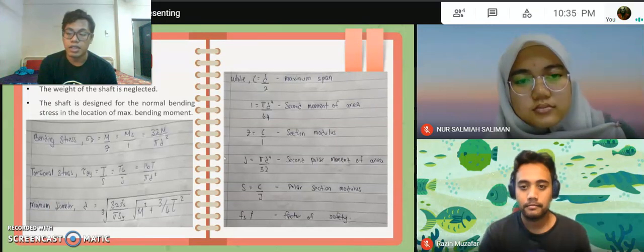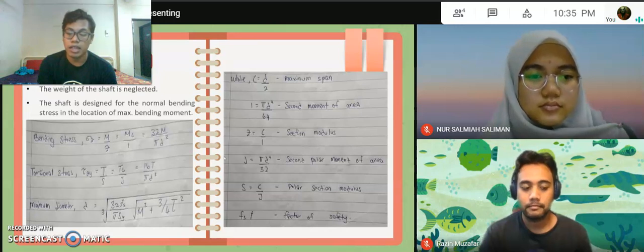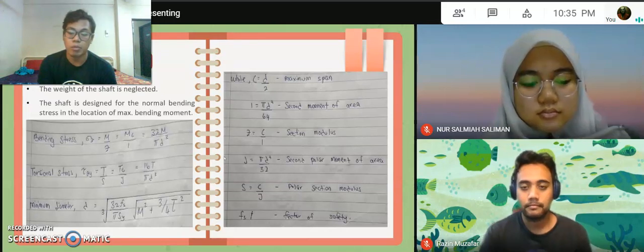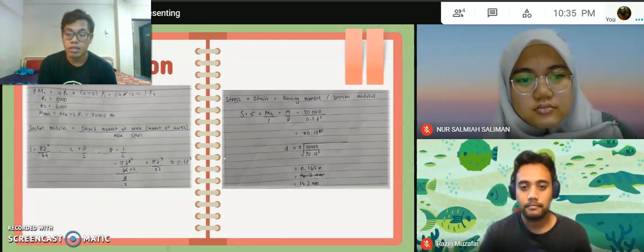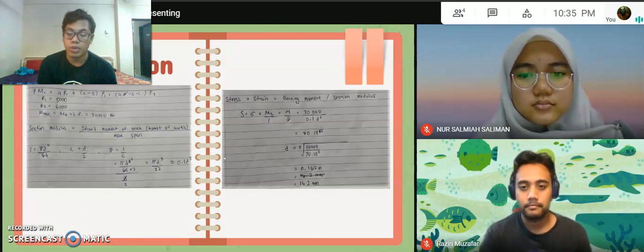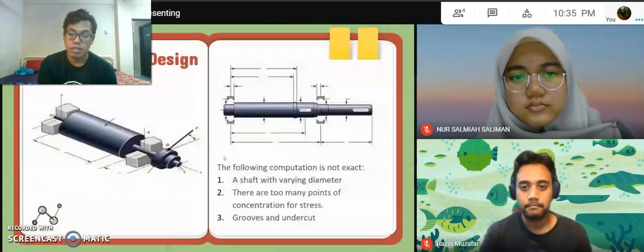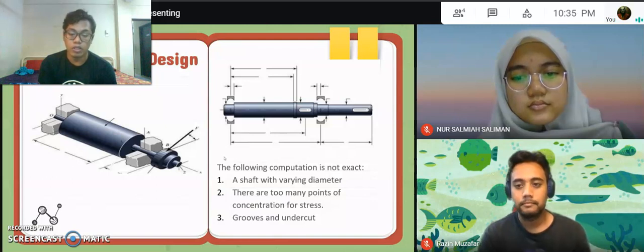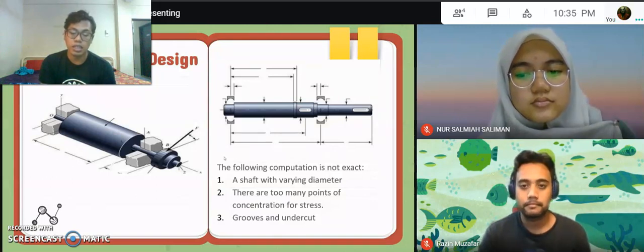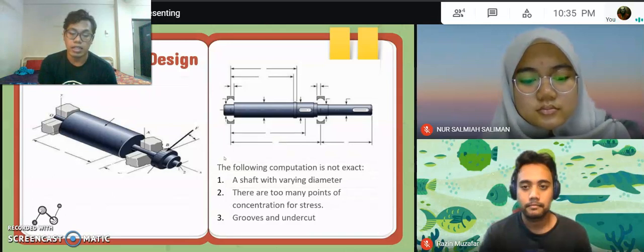The shaft is designed for the normal bending stress in the location of maximum bending moment. So this is our calculation that we provide. For our shaft sizing and design, the following computation is not exact. A shaft with verified diameter has too many points of consideration of stress, groove, and undercut.